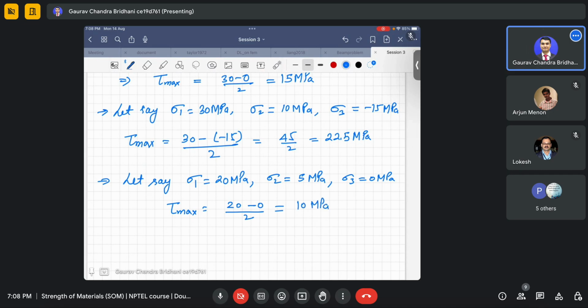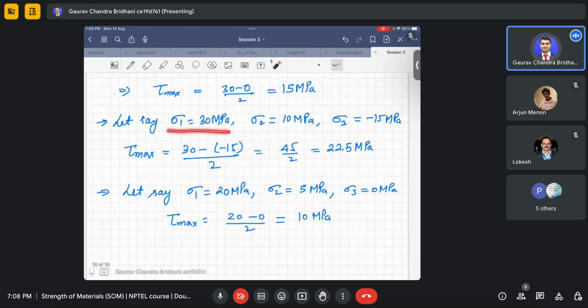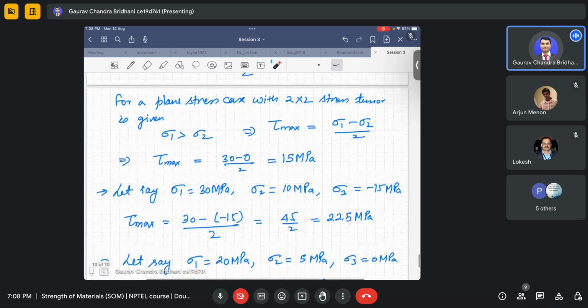So what I have learnt, and what the professor has also said in the lecture, and what I have personally liked, is to always make the habit of representing sigma 1, sigma 2 and sigma 3 in a fashion such that sigma 1 is greater than sigma 2, which is greater than sigma 3. In that case you will never have any issue. Just subtract sigma 3 from sigma 1 and divide by 2. Your answer will always be correct. Okay, so that is an important point here.